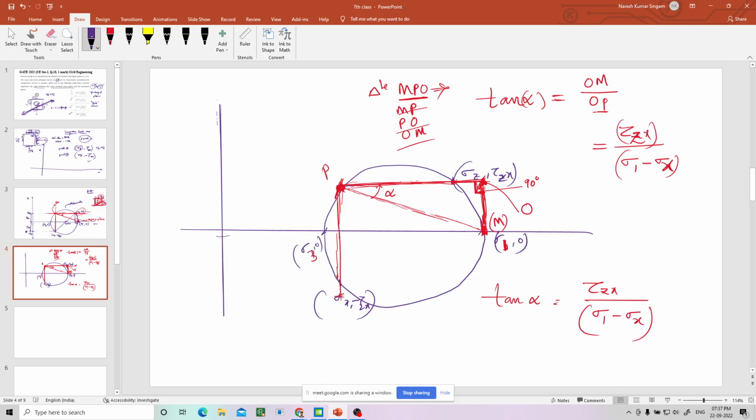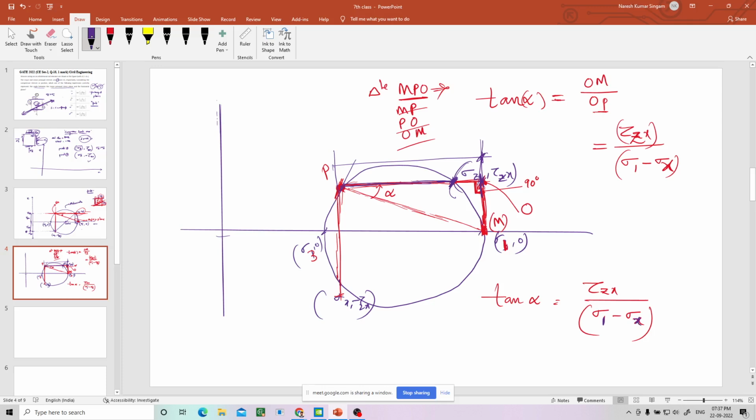You may be confusing, you may be writing sigma z minus sigma x, but that is not it. If you write sigma z minus sigma x, you will get only this much, but I need from here to here. This is sigma 1. Most of you definitely can be confused, that is the reason why I am highlighting. It is not sigma 1 minus sigma 3. It is not sigma z minus sigma x. It is sigma 1 minus sigma x.